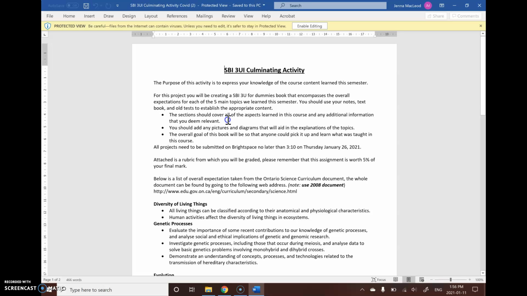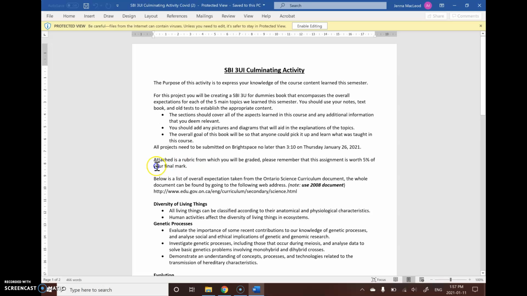If you get any additional information from a different source, please be sure to reference it at the end of your project. You should add any pictures and diagrams that will aid in the explanation of your topics. The overall goal of this book is so that anyone can pick it up and learn what was taught in this course. All projects need to be submitted on Brightspace no later than 3:10 on Thursday, January 26, 2021.